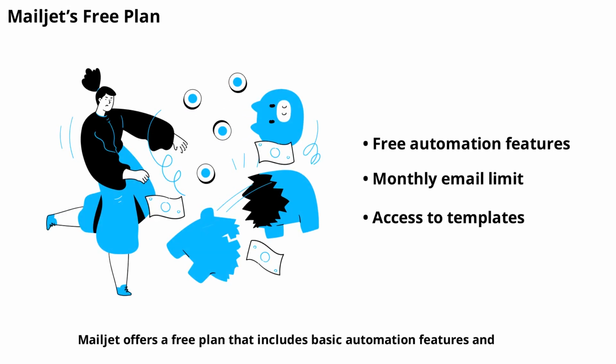Mailjet offers a free plan that includes basic automation features and allows you to send a limited number of emails per month. This makes it a good option for small businesses and individuals who want to test the platform before upgrading. The free plan includes access to the automation builder and templates, so you can start building sequences right away.